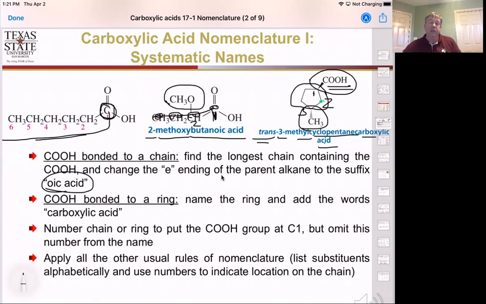So all the other rules of nomenclature apply. It's just that if you see a carboxylic acid on your system, that's what you're going to name your compound for. And then that's also where you start your numbering system from.